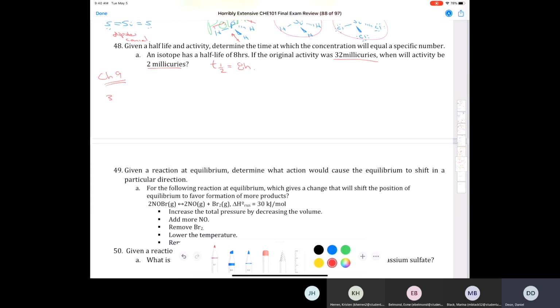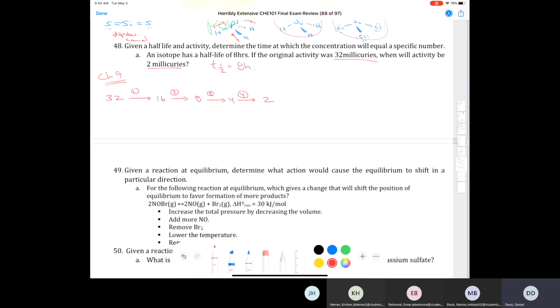So you could do it like this. You could say, well, I start with 32. If I go 1 half-life, so 1 8-hour period, it's going to decrease to 16. If I divide 16 by 2, so that's another half-life, it's going to decrease to 8. If it goes through another half-life, it's going to degrade to 4. And if it goes through a 4th half-life, it's going to degrade to 2 millicuries.